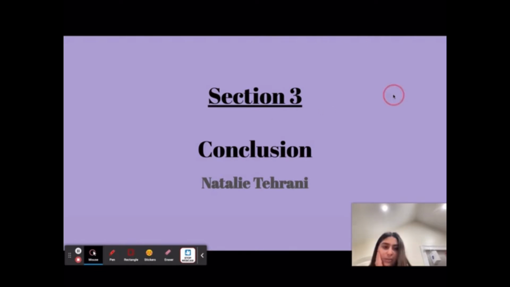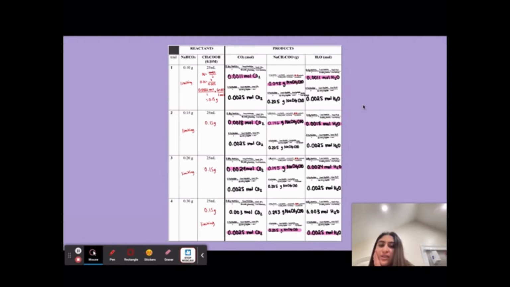Now to move on to the limiter chart. To the limiter chart, we see that our first 3 trials had the sodium bicarbonate as their limiting reactant because they were fully consumed in the reaction. However, when we tried 0.3 grams of sodium bicarbonate, acetic acid became the limiter because it was the fully consumed reactant.